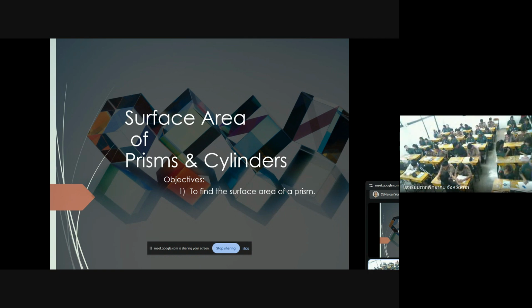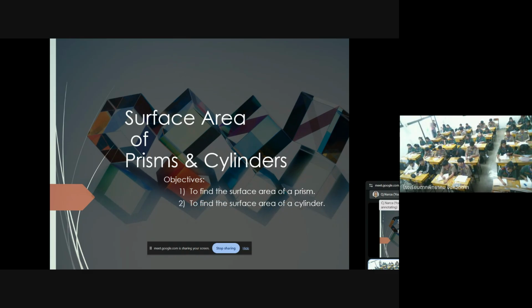All right, so this time we have a new topic for the finals. The first topic that we have is getting a surface area or volume of a prism or cylinder. This month, we just focus first on the surface area. Find the surface area of prism, and also surface area of cylinder.